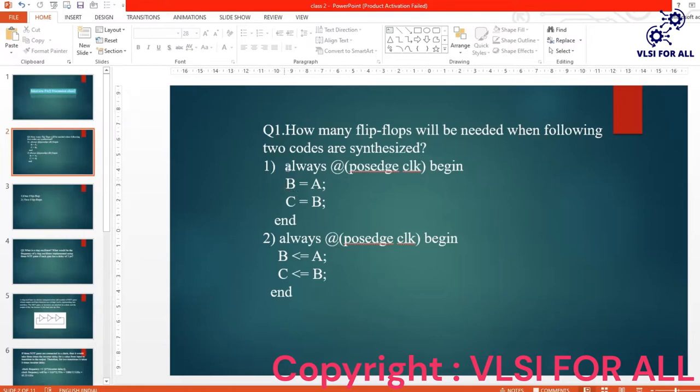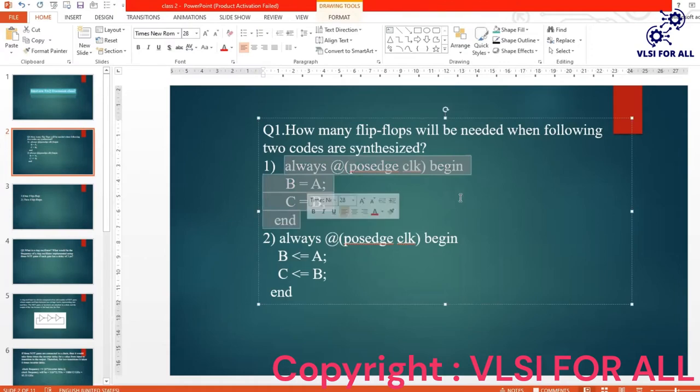Yes. So here in the first code, A will be assigned to B, and then B will be assigned to C. So sequential execution is happening, one after another. A will be stored in B, and then B will be assigned to C, right? So we will need only one flip-flop to store the value of C in the first code. Whereas in the second code, parallel execution happens. That is, A will be assigned to B at the same time B will be assigned to C, right? So we will require 2 flip-flops in the case of the second code.